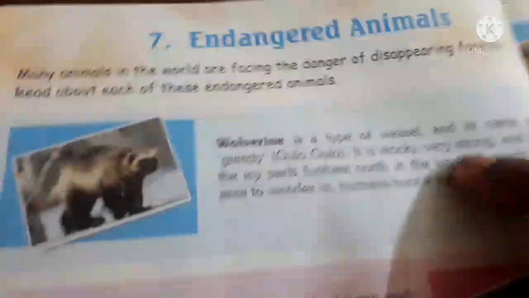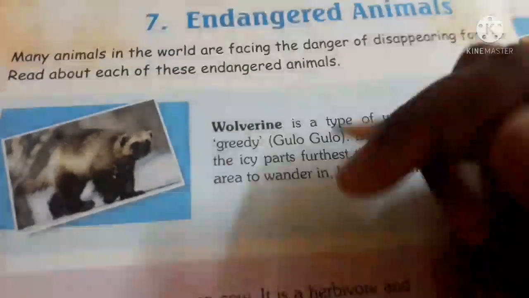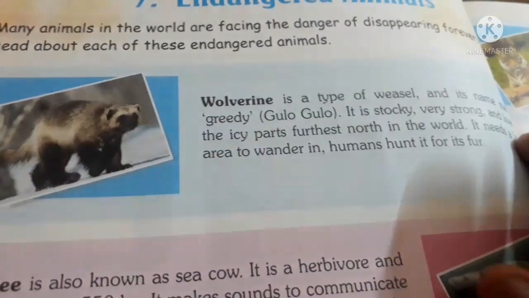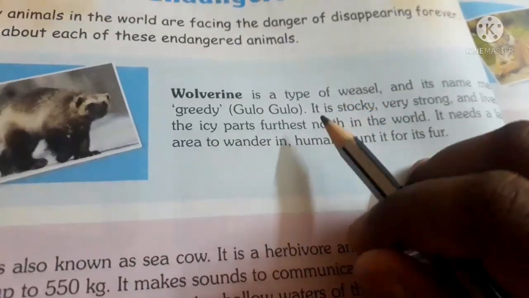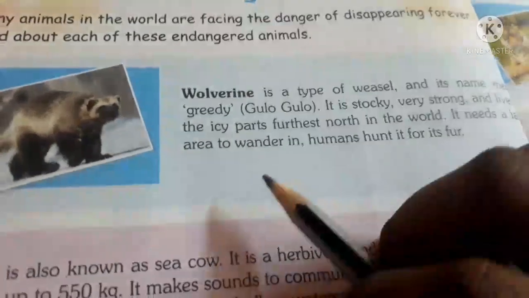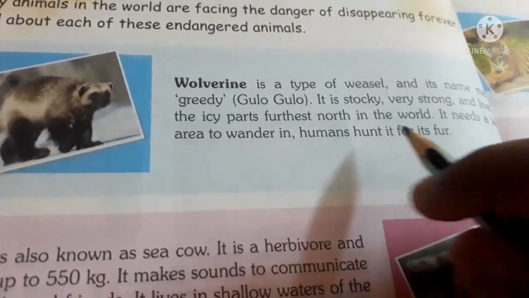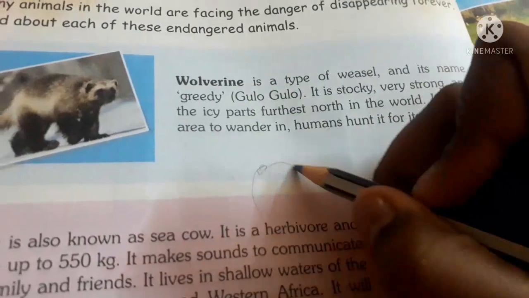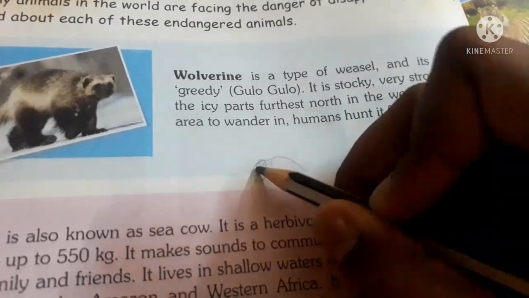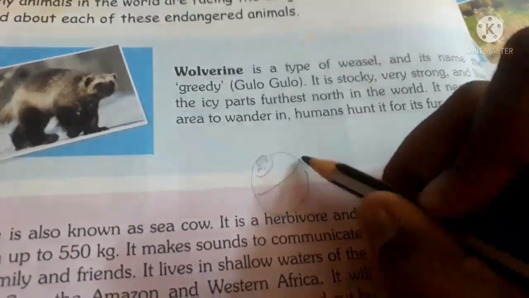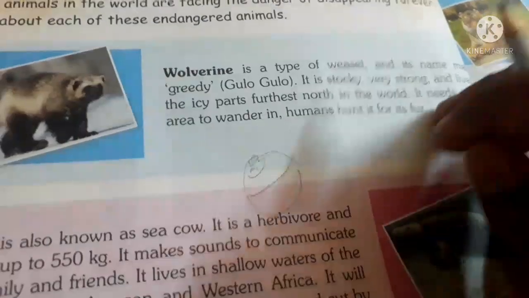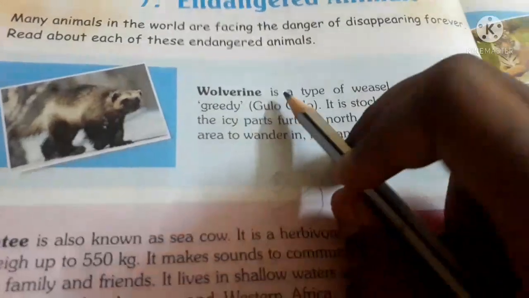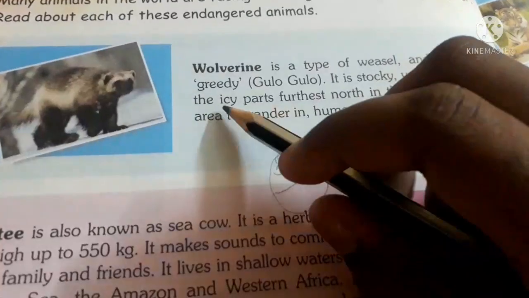Now let us see some information about endangered animals. Wolverine is a type of weasel and its name means greedy. Gulo gulo. It is stocky, very strong and lives in the icy parts furthest north in the world. Furthest means at the tip of the North Pole, we can say. Here only it can live. It needs a land area to wander in. Humans hunt it for its fur. It is called wolverine and the word means greedy.